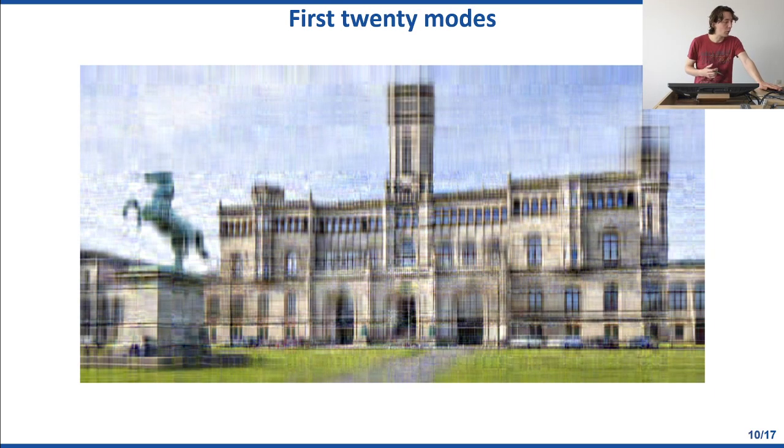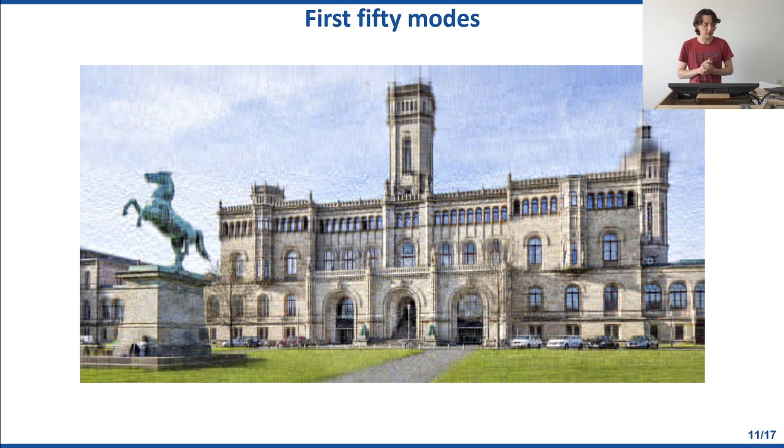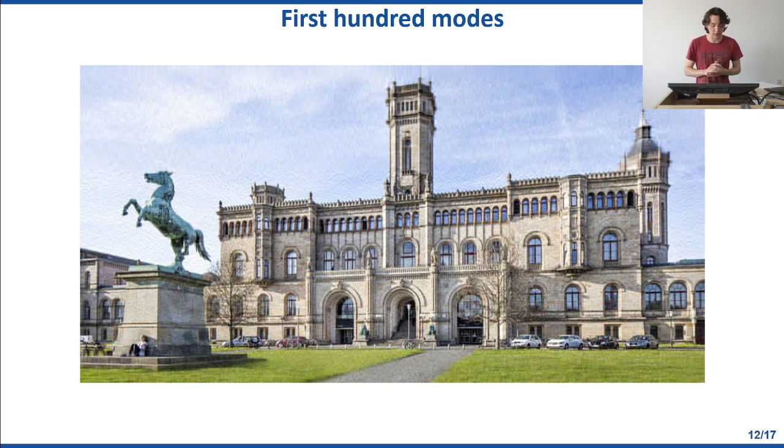Well, what happens if I add more? This is after 20 modes, and clearly now we're already seeing the castle. If I go to 50 modes, I see something like this, and we see pretty much all the details right now. There's a lot of noise still, and if I use 100, then I already also get rid of a lot of the noise.